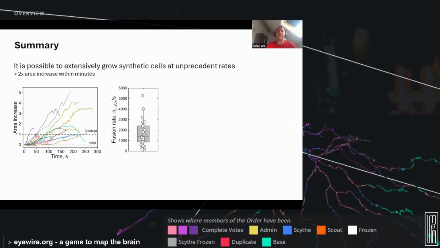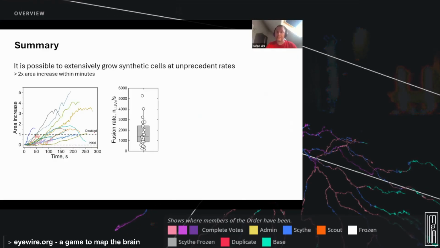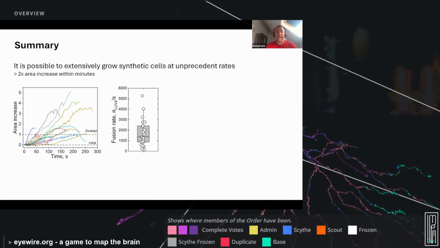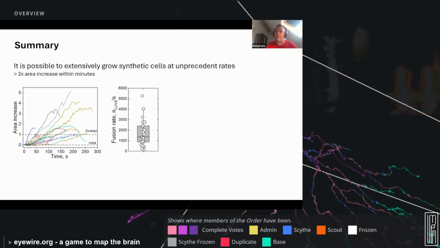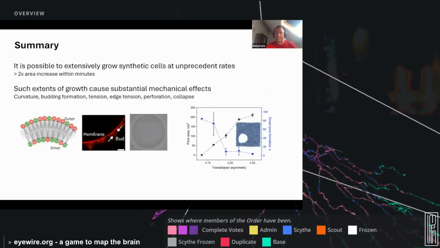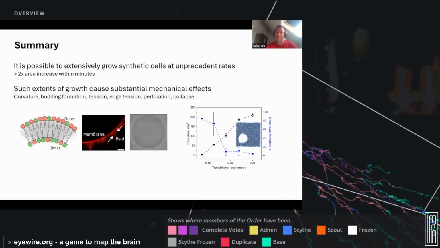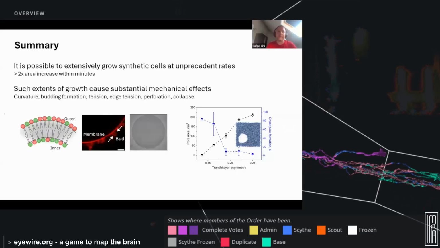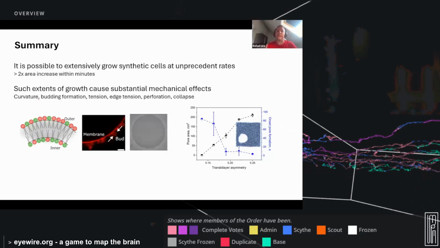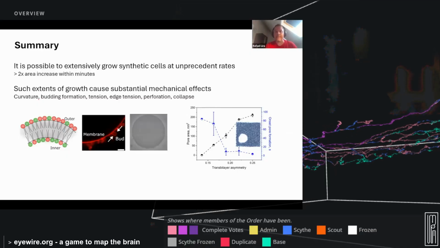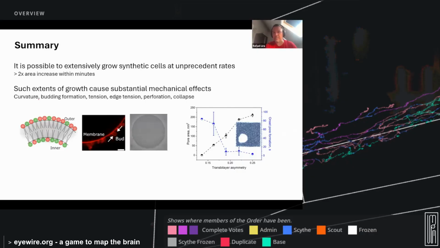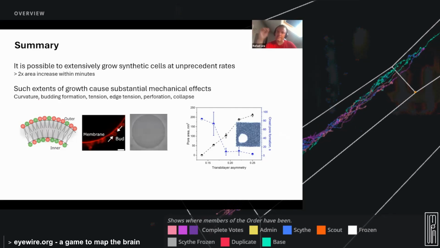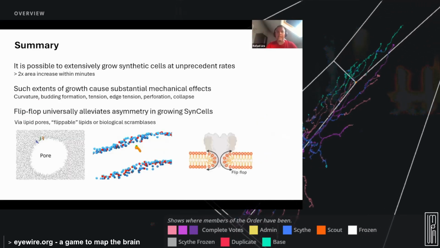So to finalize, we have shown that it is possible to extensively grow synthetic cells at unprecedented rates, bypassing the two-fold area increase within only a few minutes. However, because of the magnitude of growth that we have in the system, we also introduce asymmetry, and this asymmetry will change the spontaneous curvature of the membrane, leading to budding formation. We will induce membrane tension, and more importantly, it will decrease the edge tension, leading to membrane perforation, and in extreme cases, a whole vesicle collapse, which is something we want to prevent.